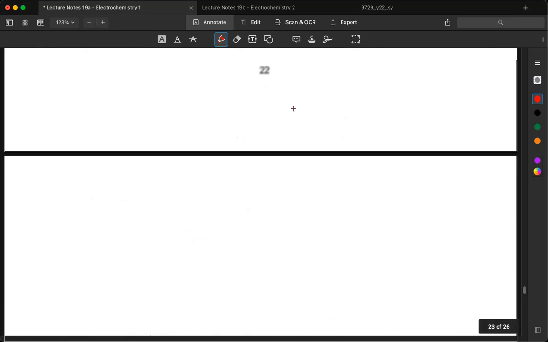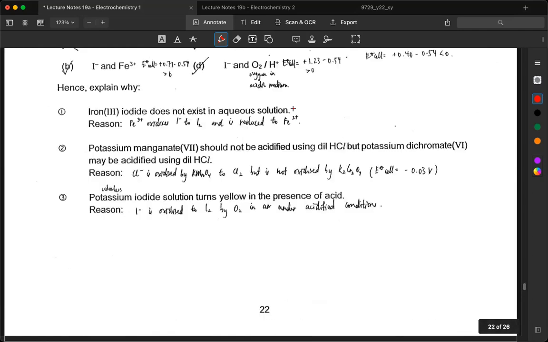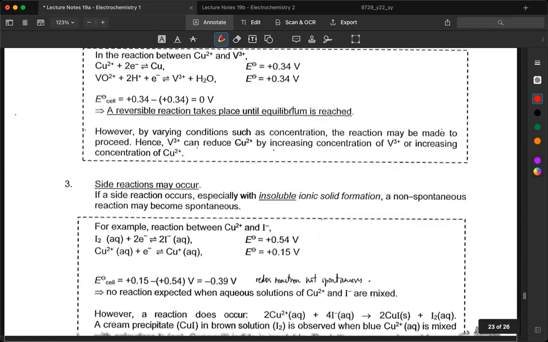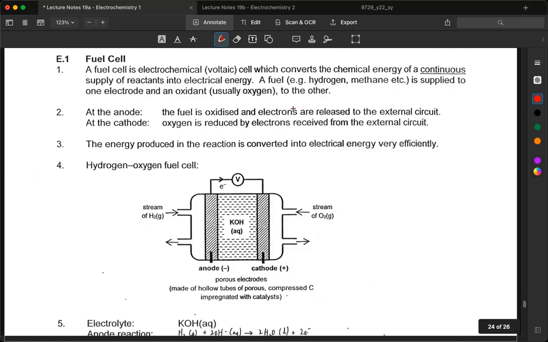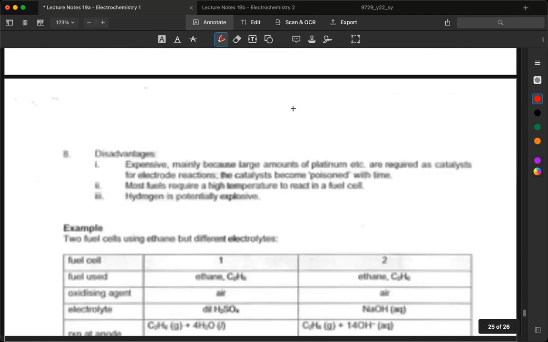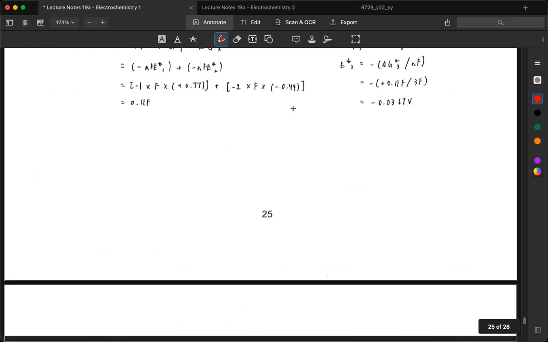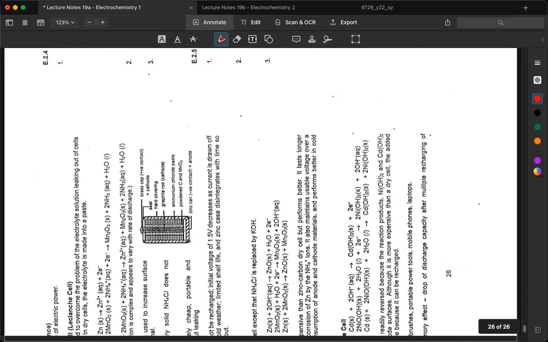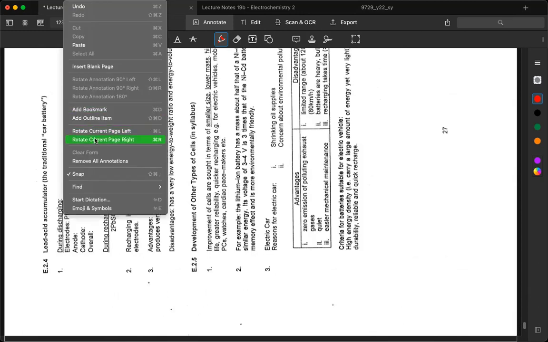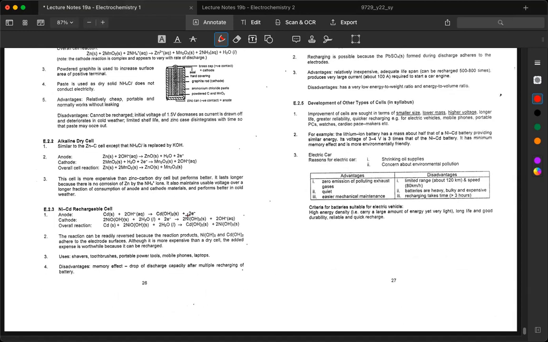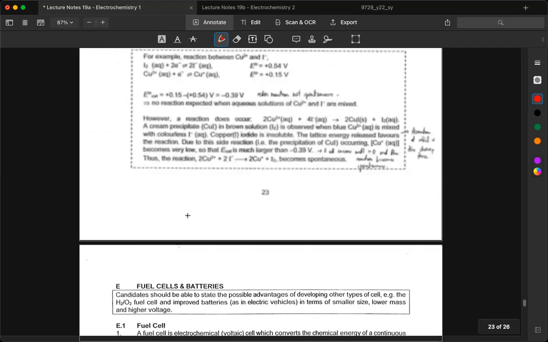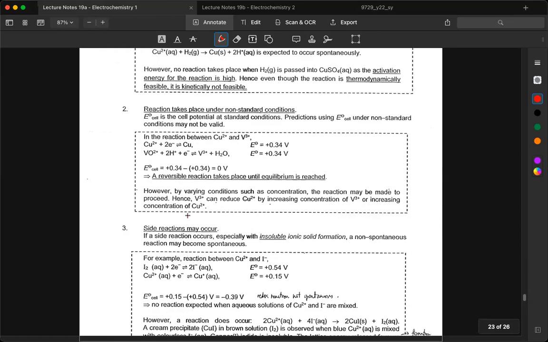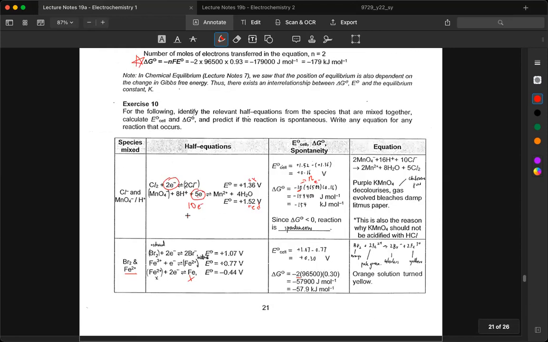Then more examples. Let me see how much more to go. Okay, almost finished. Almost there. It's just that there are quite a lot of examples. No more examples, you can just use this in the practice.